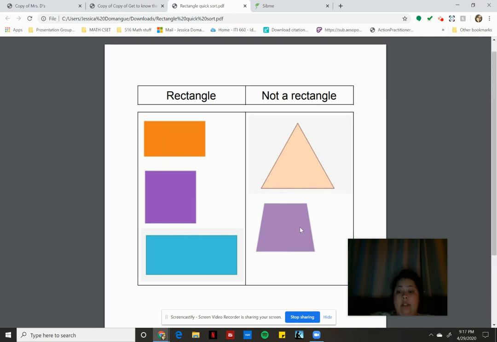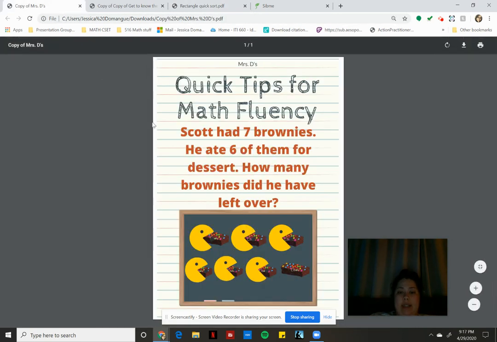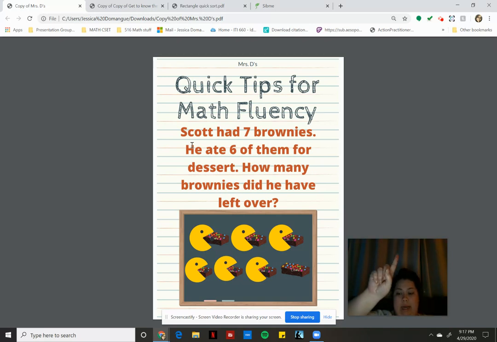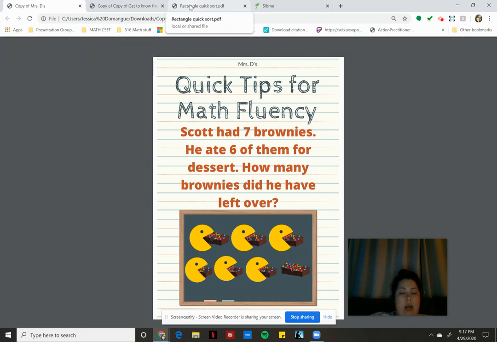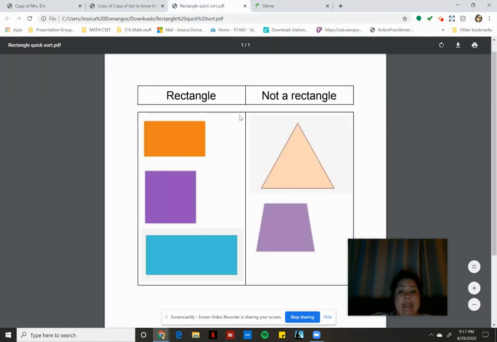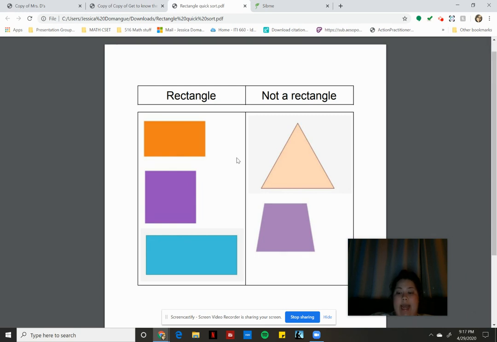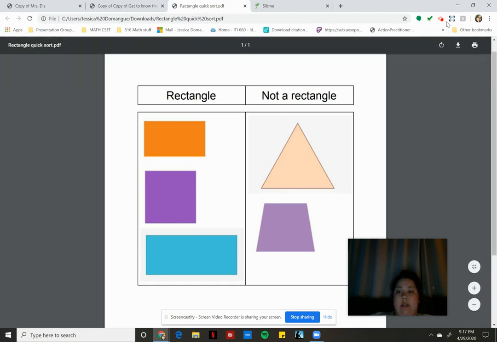Okay, so your job is to do some fluency. So you're going to look at this problem. 7 brownies, 6 were eaten. So that means you can show me other ways to solve that problem on your whiteboards or a piece of paper or however you want to show me. And then you are going to sort some shapes and say, is this a rectangle or is this not a rectangle?